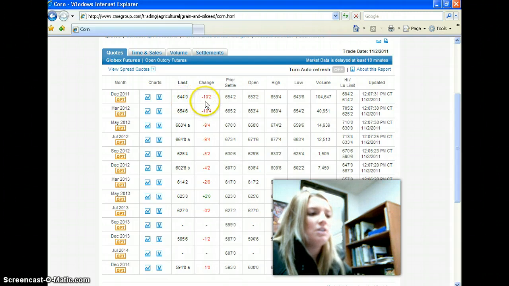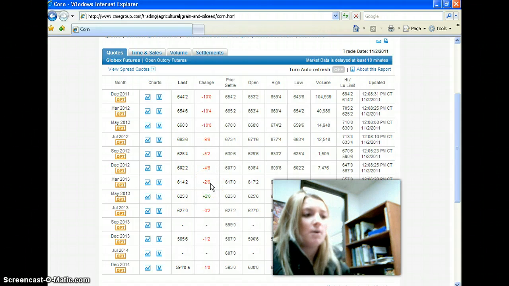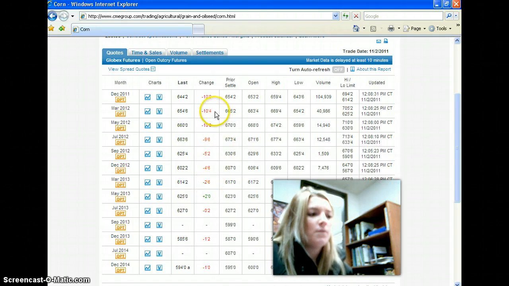The change was down 10 cents, and the 2 means a quarter. The 2 is a quarter. The 4 is a half, and then if you jump down here, there's a 6, that is 3/4. So 2 is a quarter, 4 is a half, and 6 is 3/4. So the change from the corn the day before was down 10 cents.